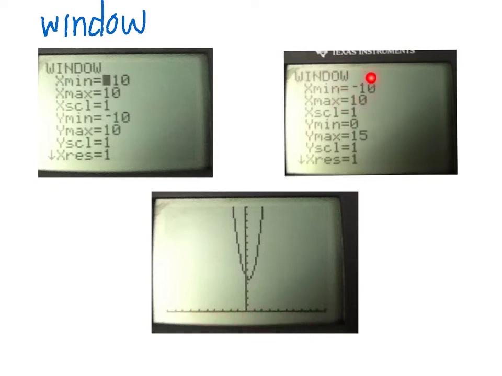So I kept my x values the same, and I went ahead and changed my y values. So I just moved the arrows and typed and cleared out negative 10 and 10. I changed negative 10 to 0, and I changed 10 to 15. Now this graph shows me a window of 0 to 15. So if we graph something and part of the function is not being shown on the graph, we can always adjust the window in order to see a better picture of what the graph actually looks like.